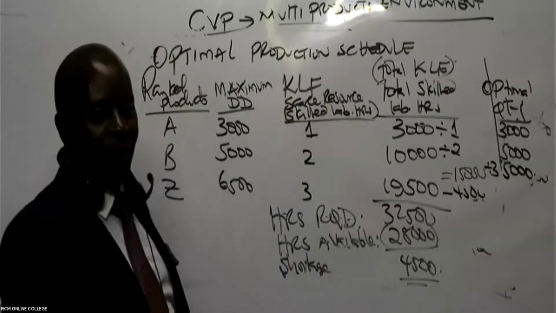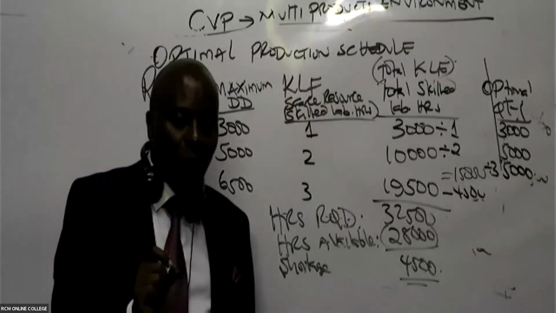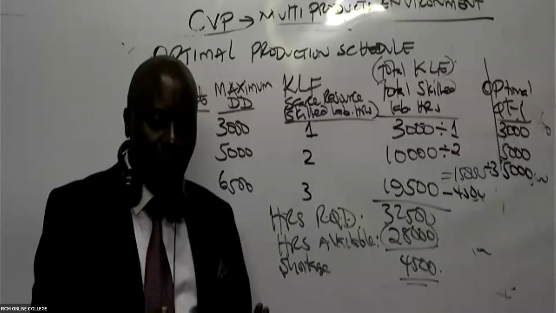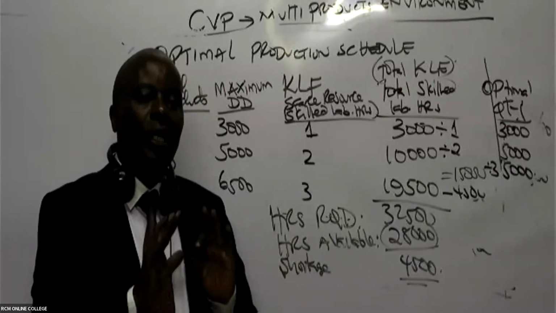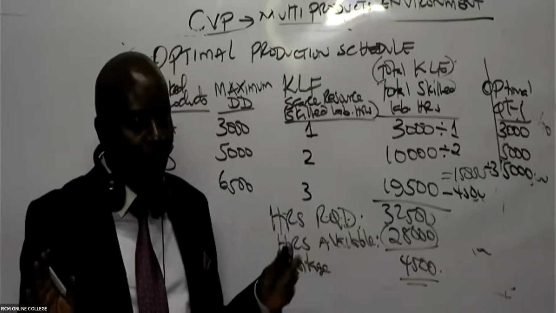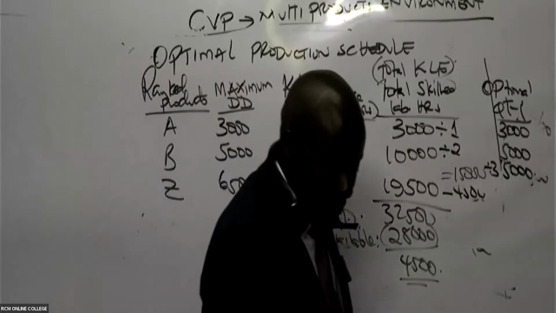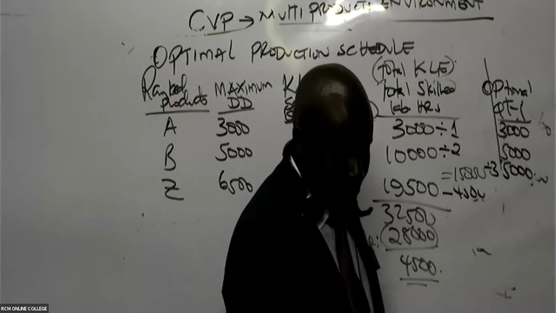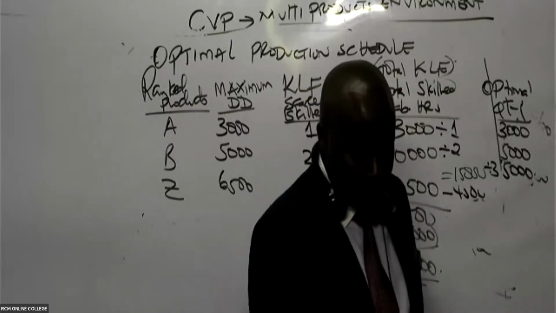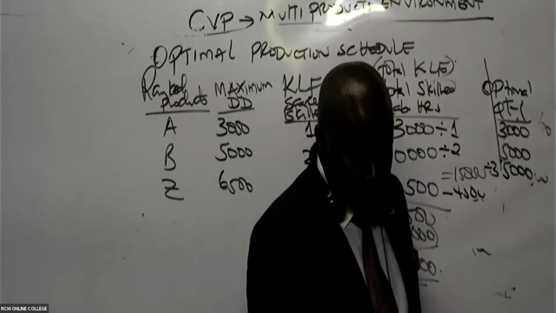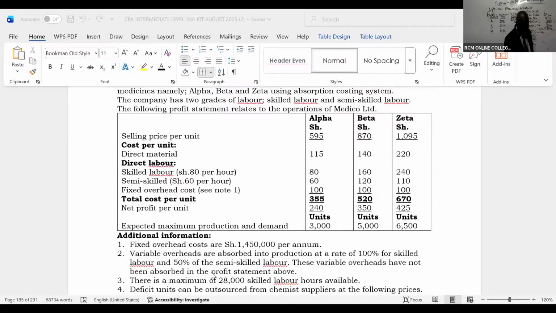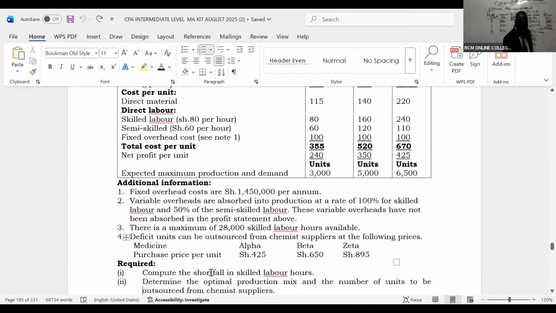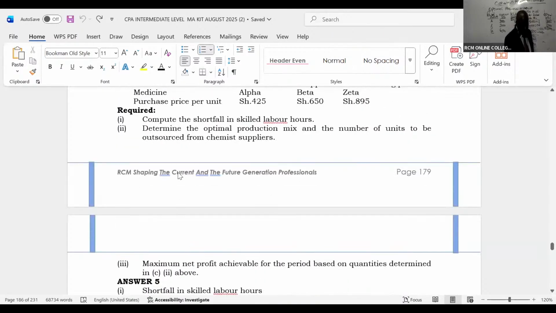So you have finished the question because the question was about optimal production. In this case, I would want that production that is able to exhaust all the skilled hours that you have. But again, go back and read the question. When you read this question, my good students, for number 2, you can see the required. They want me to determine the optimal production mix and the number of units yet to be outsourced.